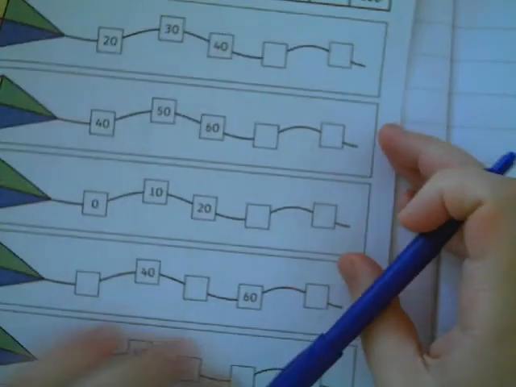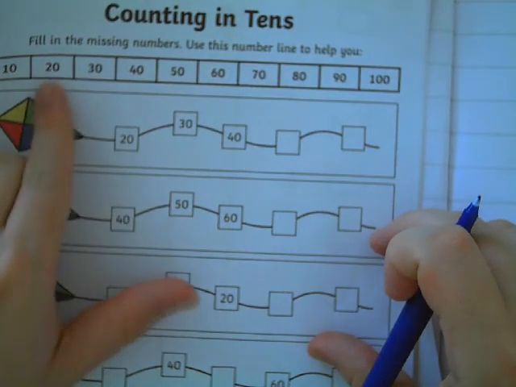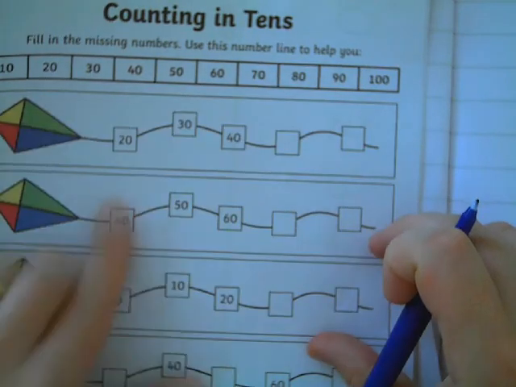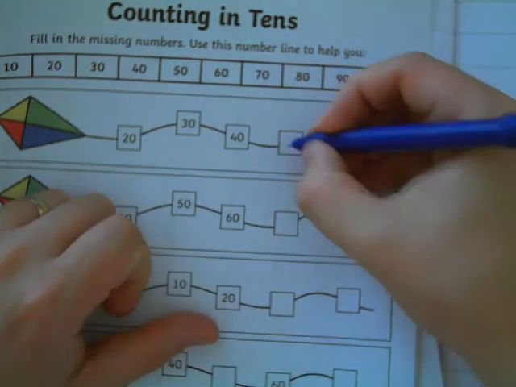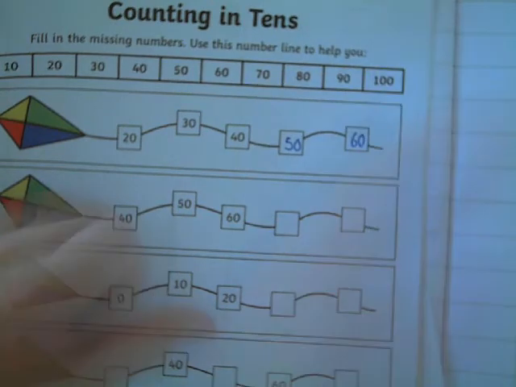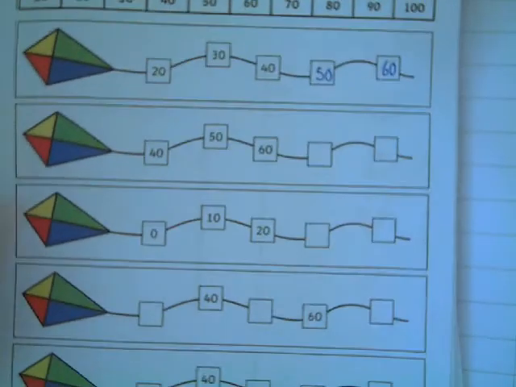Right, same thing again. We're using this number line here to help us. 10, 20, 30, 40, 50, 60, 70, 80, 90, 100. To fill in the tens that are running off the kite. So 20, 30, 40, 50, 60. Remember, if you haven't finished this yet, you should pause it now and go through it and then stop for the answers.